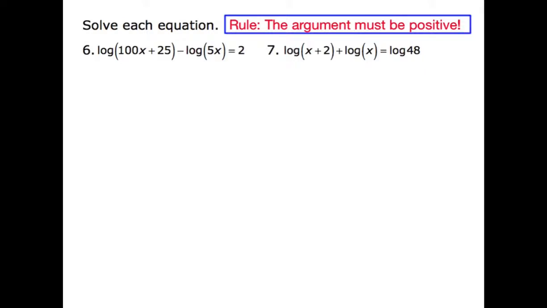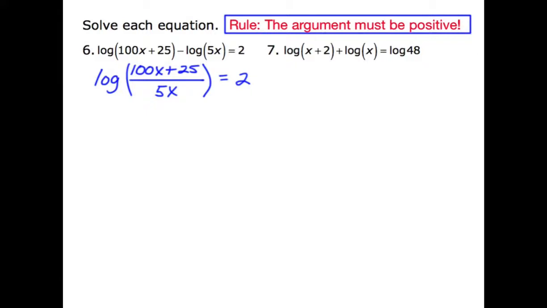So this is our last slide on solving log equations, and a couple new techniques are going to sneak their way in. Number 6 asks us to solve the log of 100x plus 25 minus the log of 5x is equal to 2. My focus starts off on the left-hand side, and I'm going to use the properties of logs backwards to condense that to a single log. Because we have a difference of logs, I know that this can be expressed as the log of a quotient.